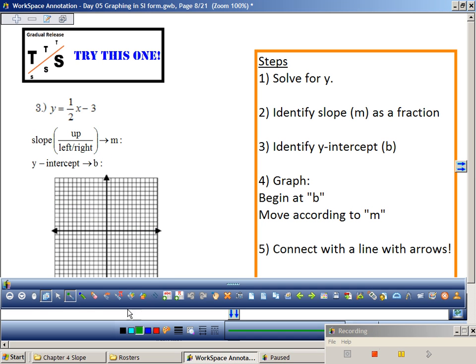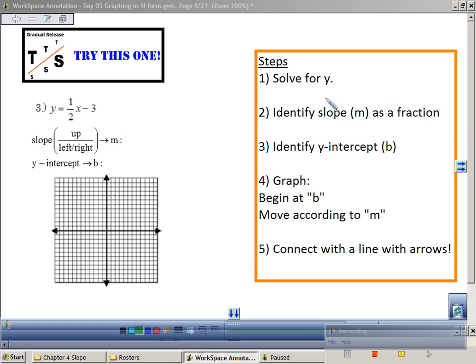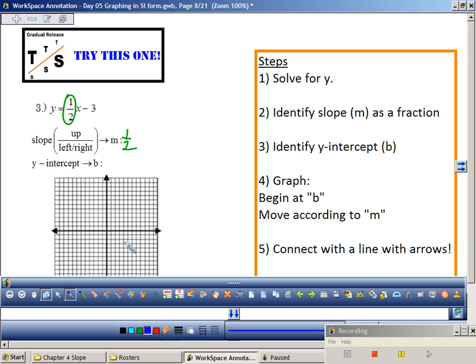So let's do this one together. So I'm going to start by solving for y. Oh, well, it's already solved for y and put in slope-intercept form. So I'm going to identify my slope. My slope is 1/2. And my y-intercept is negative 3. Am I going to go to the right or to the left? Michael, am I going to go to the right or to the left after I go up 1? To the right. Why? Because it's positive. Excellent.